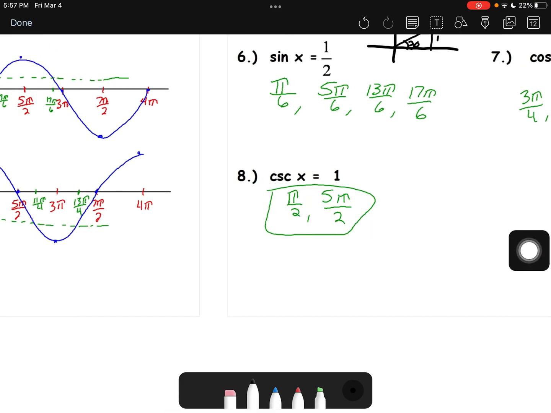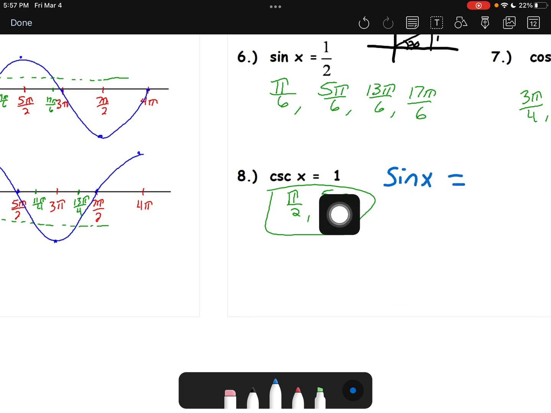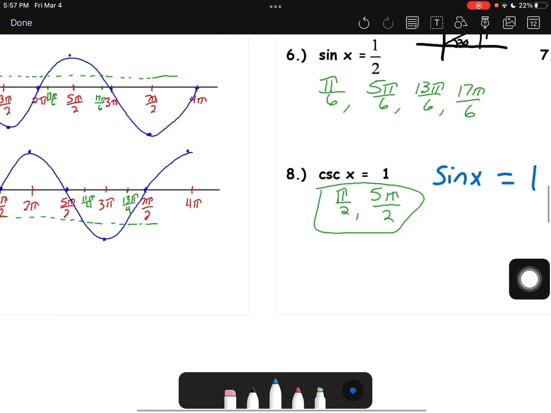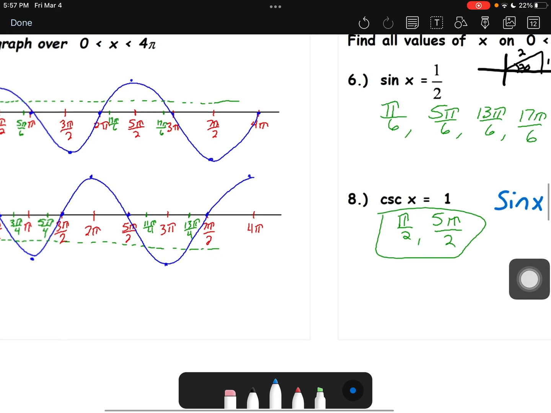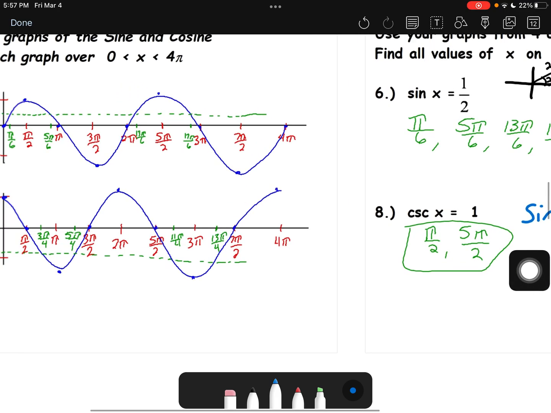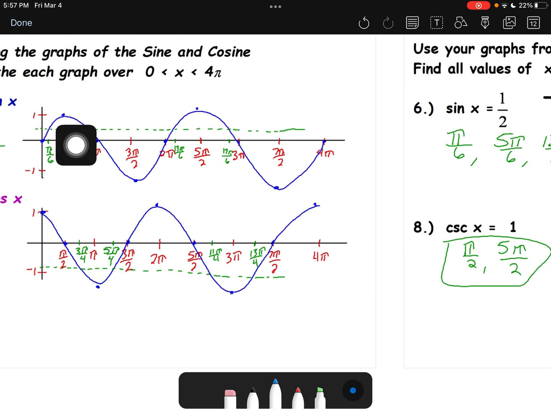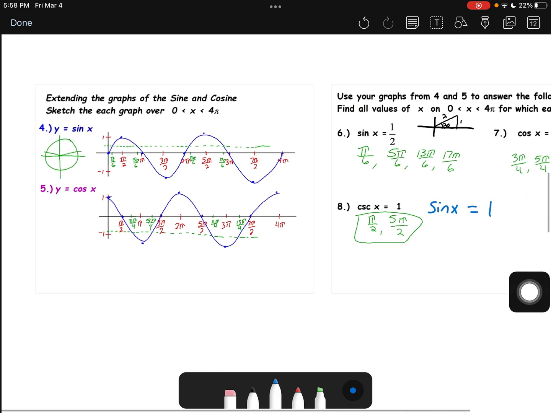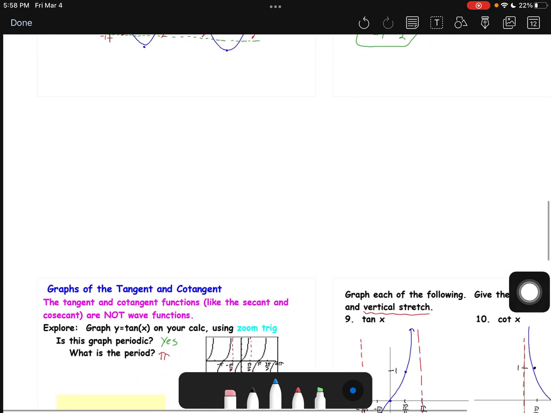It's asking us where is cosecant of x equal to 1. I think we did mention that cosecant of x is going to equal 1 wherever sine of x equals 1, because cosecant is the reciprocal of sine, and the reciprocal of 1 is just 1. So then you could go to that sine graph and look for where the sine is equal to 1, because that's where cosecant would equal 1. We know right here at pi over 2, and then if we follow it again, that would be at 5 pi over 2. So those are the two answers for number 8.